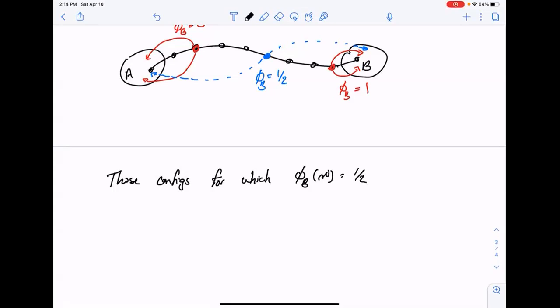There are many reactive trajectories, many realizations of a reaction. They will thus generate many configurations for which this committer is equal to 1/2. This criterion is valid. And thus one could say that there is an ensemble of configurations for which phi B is 1/2. And we would call that ensemble the transition state ensemble.